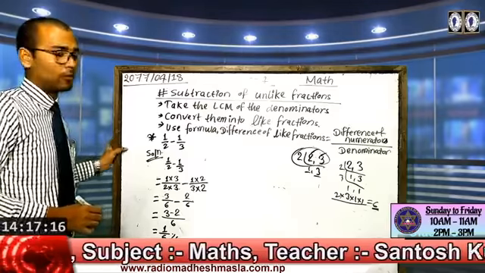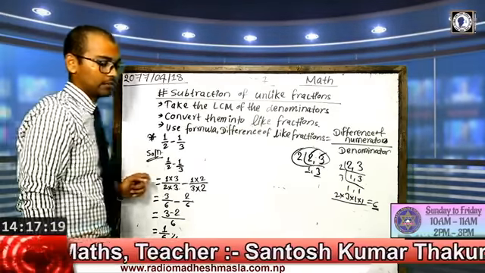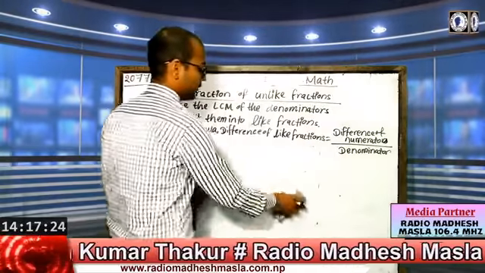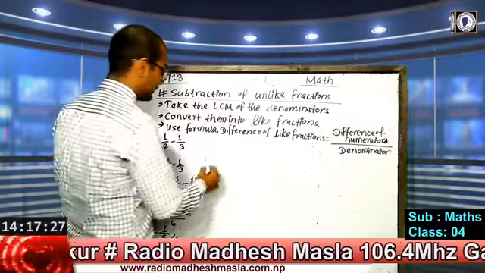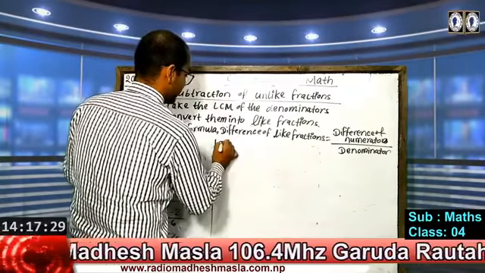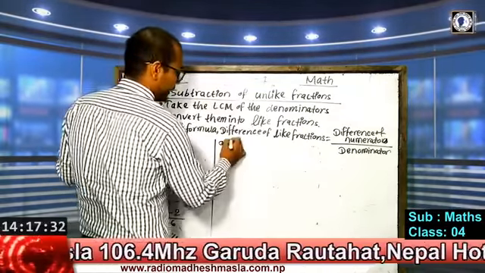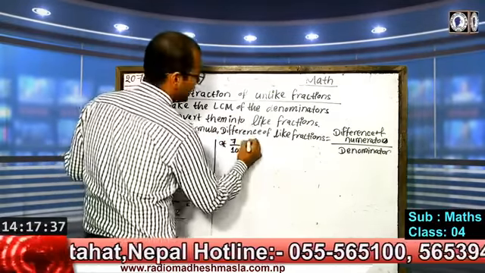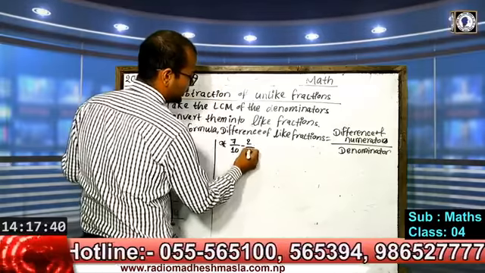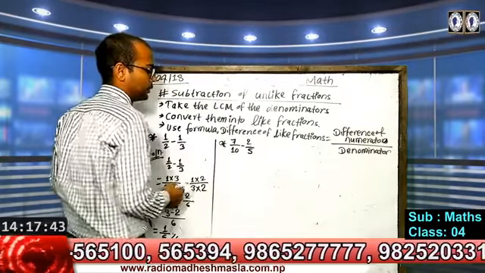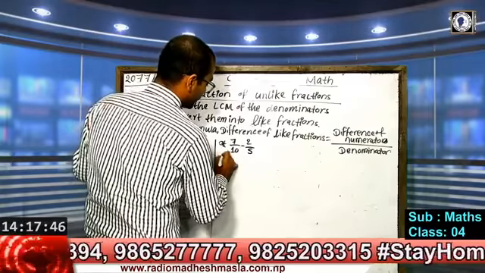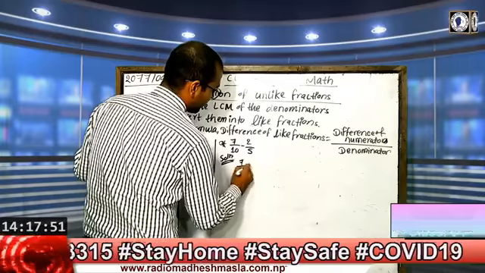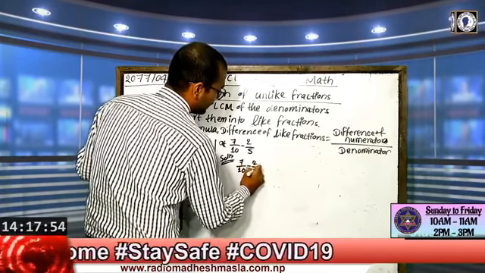I hope you are understanding it. Take another example. Let's do another example. In this example, we are given a question like this: 7 by 10 minus 2 by 5. Solution. Here, 7 by 10 minus 2 by 5.